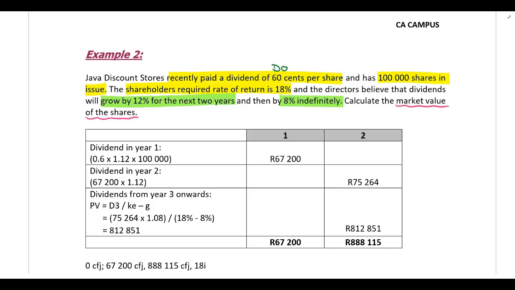Now remember, we can only use Gordon's dividend growth model where we have constant growth in perpetuity. So when I get to the point where I have 8% growth indefinitely, then I can use Gordon's dividend growth model. However, for the next 2 years, the dividend is going to grow by 12%. So where you've got inconsistent growth, you can't use Gordon's dividend growth model.